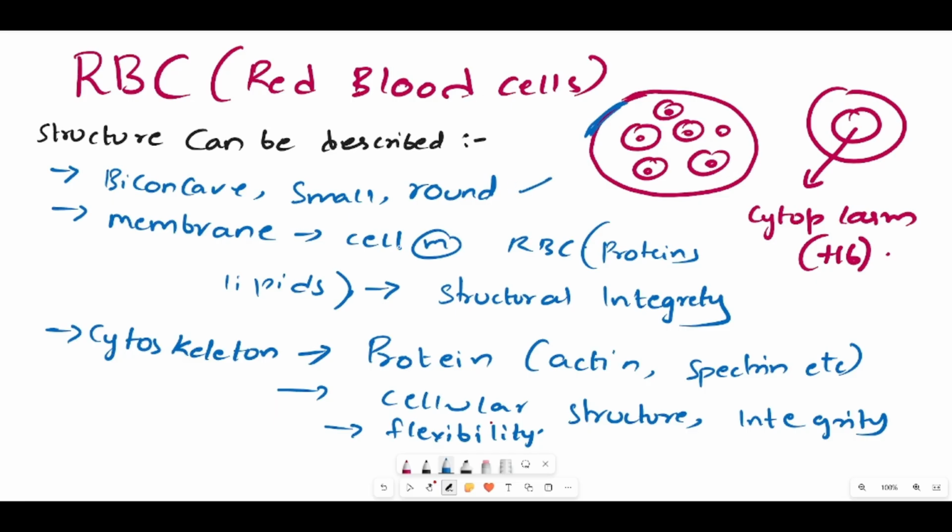Coming to its membrane, the cell membrane of RBC has some proteins and lipids in it. They are mainly essential for providing structural integrity. Coming to its cytoskeleton, the RBC is composed of certain proteins like actin and spectrin. They are responsible for maintaining the cellular structure, its integrity, and its flexibility.